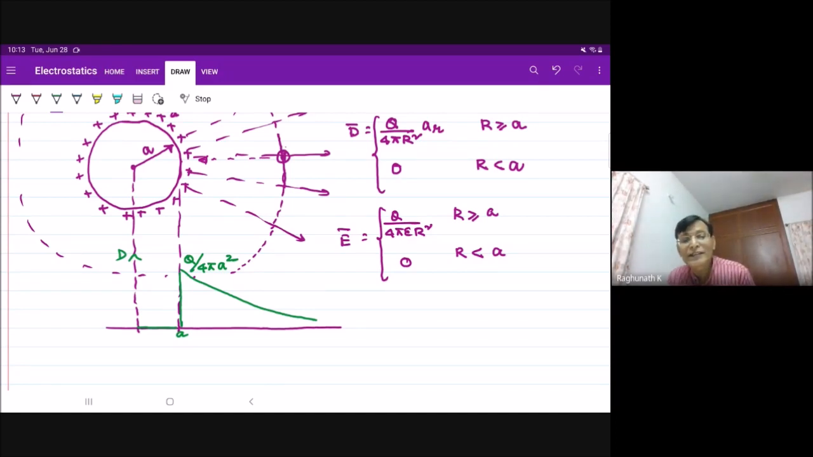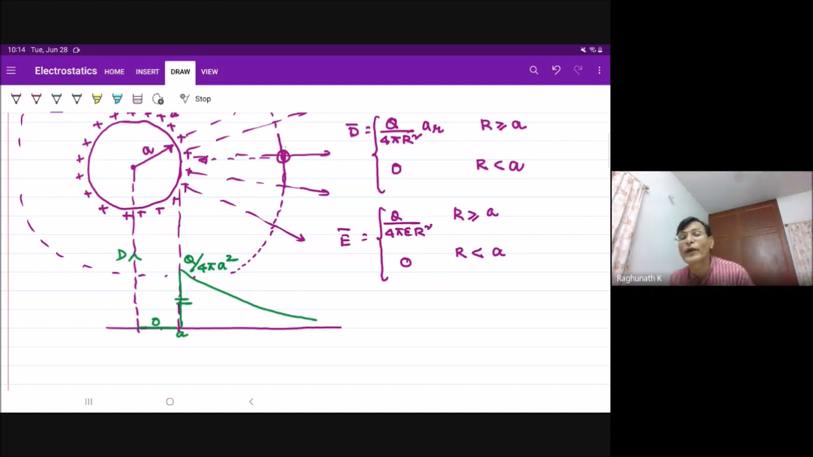Is it continuous? Is flux density continuous? At a minus it is 0. At distance a plus, I have gone out of the sphere, it is Q by 4 pi a squared. The sudden change is the amount of discontinuity. What is the amount of discontinuity? How much is the change? From 0 to Q by 4 pi a squared, a sudden change.